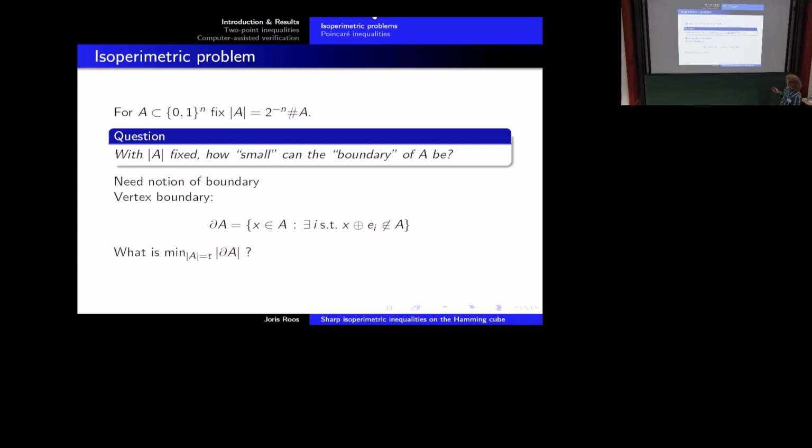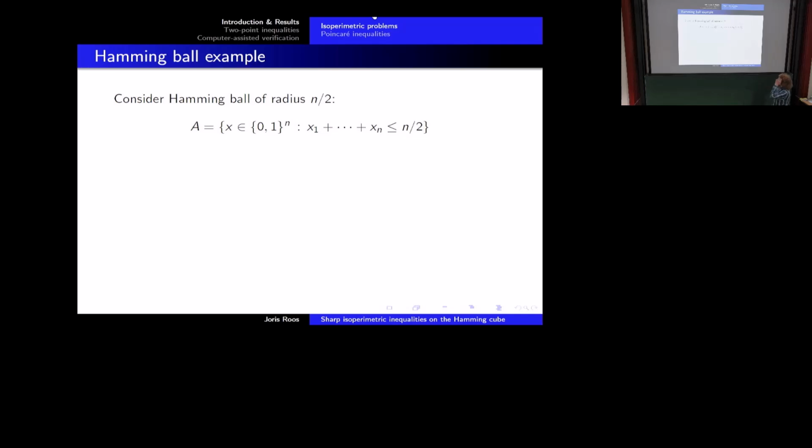And so let's fix the volume of a set and ask simply, well, what's the answer to this minimization problem, right? And obviously this has been studied. This is interesting for many, many reasons. And the answer is more or less the Hamming balls. So let's take one example family of Hamming balls of roughly half the volume. So what do I mean by a Hamming ball? It's exactly what you would think it would be. So you just take the set of all bit strings of length n so that it has less than or equal n divided by 2 ones in it.